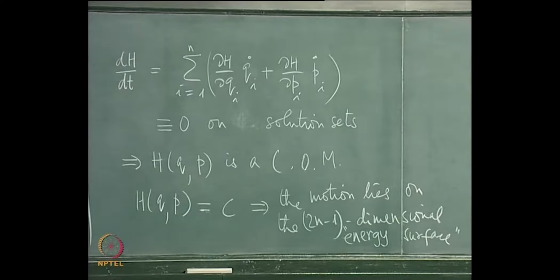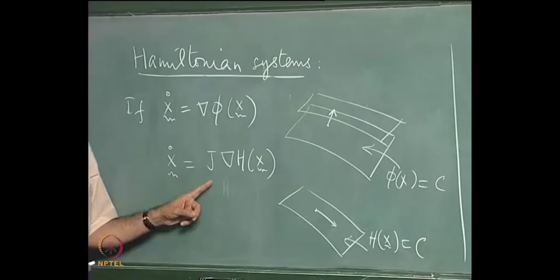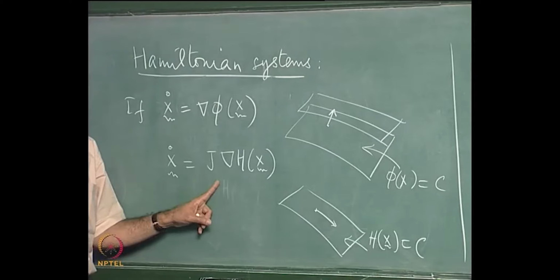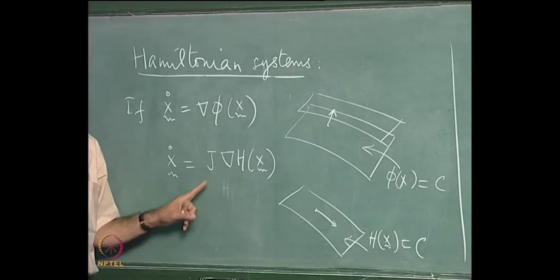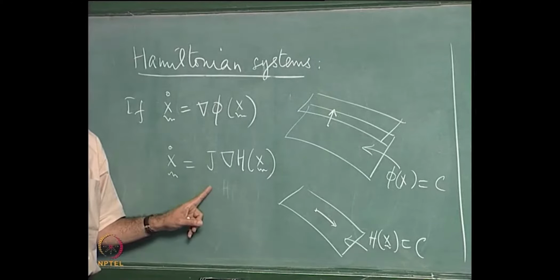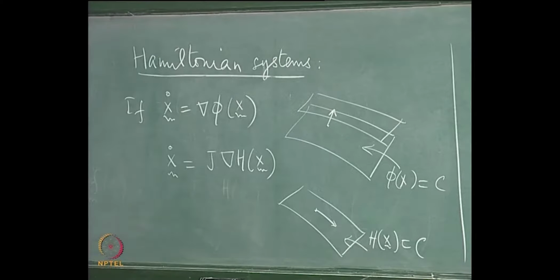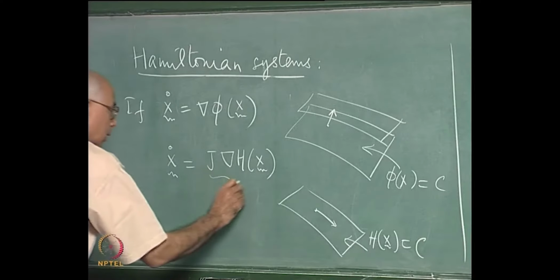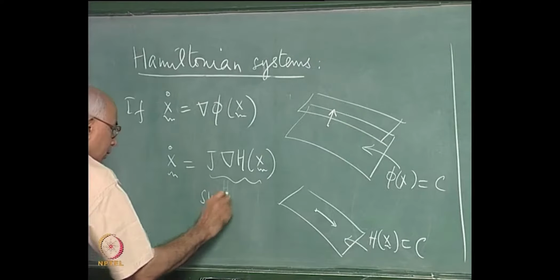Now that is formalized by saying that the introduction of this J here, which makes this not the gradient of H but the symplectic gradient of H, ensures that H itself is a constant of the motion. And this quantity here is called the symplectic gradient.